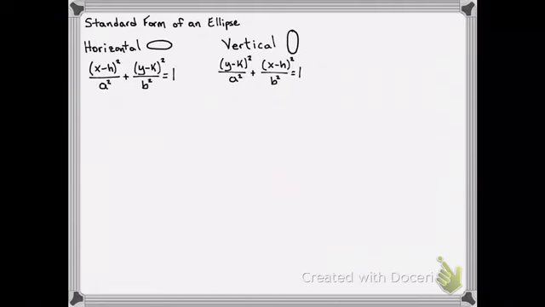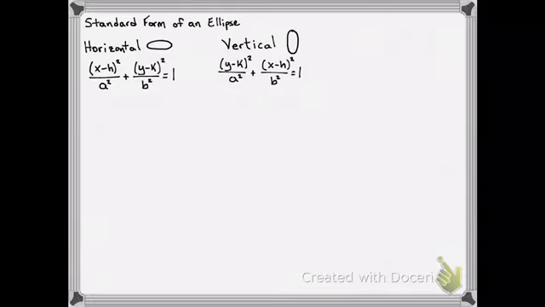All right, so standard form of an ellipse, again, like magic. Horizontal and vertical, two different ellipses. So I drew a little picture of what a horizontal would look like. It just means that the major axis is longer than it is tall. For a vertical, it's taller than wide.